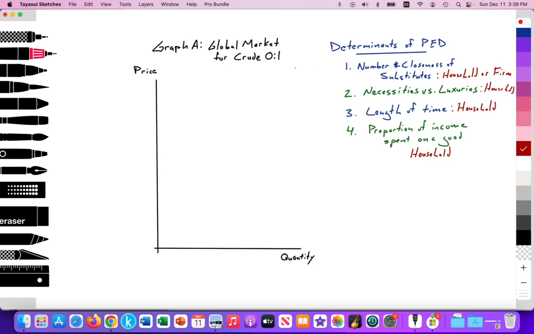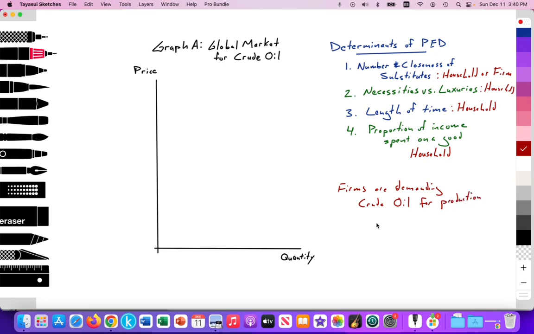So we want to keep in mind that this is the global market for crude oil, and it's not the household that is demanding crude oil. It is the firm, right? Firms are demanding crude oil for their production process. So firms demanding crude oil as an input for production.